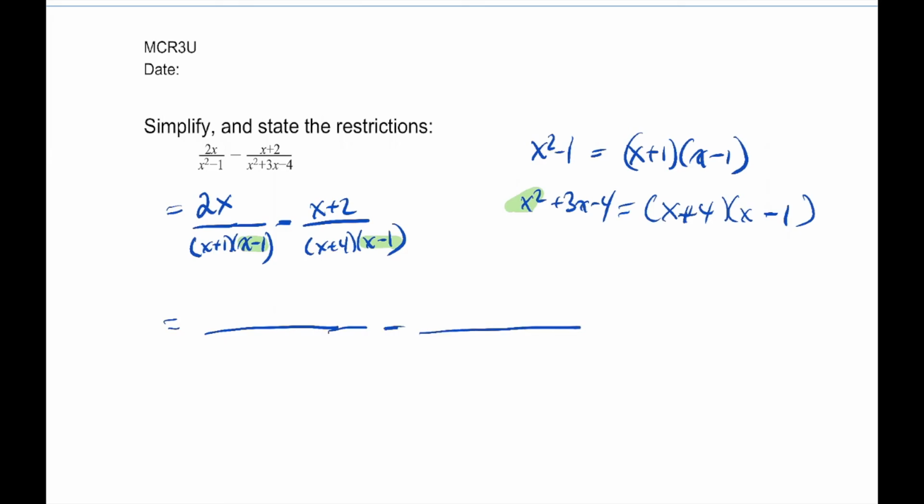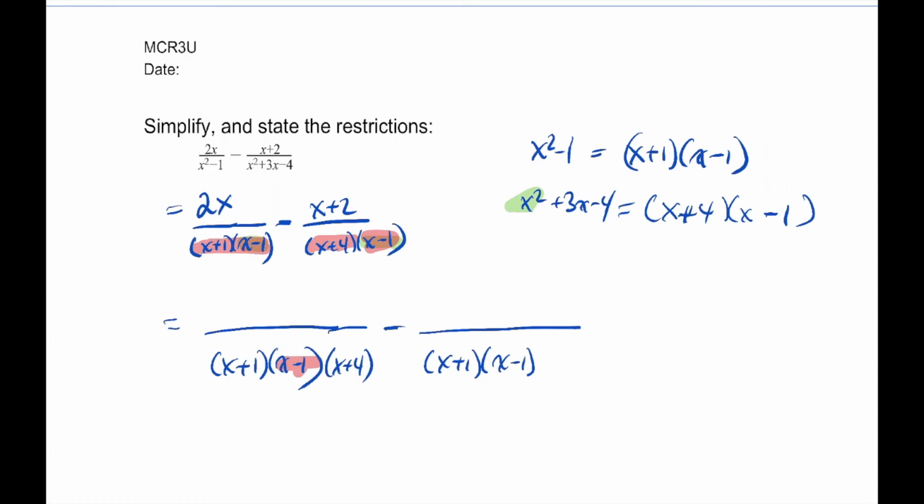So again, we're going to start off with a denominator of 1. I'll start with the left. So there's going to be x plus 1 and x minus 1. Now we have to look at the factors of the other denominator. Well, is there an x plus 4 already in my lowest common denominator? Nope. So we're going to add that. And then finally, do we already have x minus 1? We do, so we don't want to include that one again. And there's our lowest common denominator.